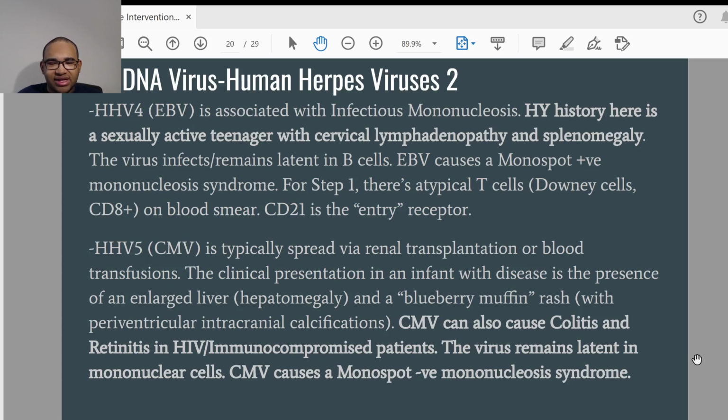And then HHV5, that's CMV, right? Tends to be transmitted through renal transplants, blood transfusions. You can also transmit it in utero, right? So if you get a question about an infant that has hepatomegaly, has a blueberry muffin rash, and then here's the classic super high yield thing for exams. Periventricular calcifications on imaging of the brain. If you see that, stop reading the question. That's CMV. And remember, it can also cause colitis and retinitis in HIV patients.